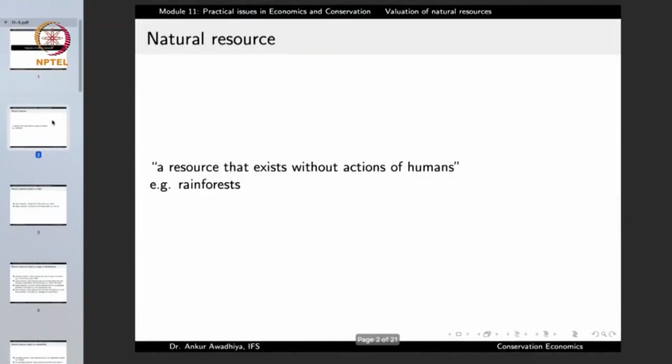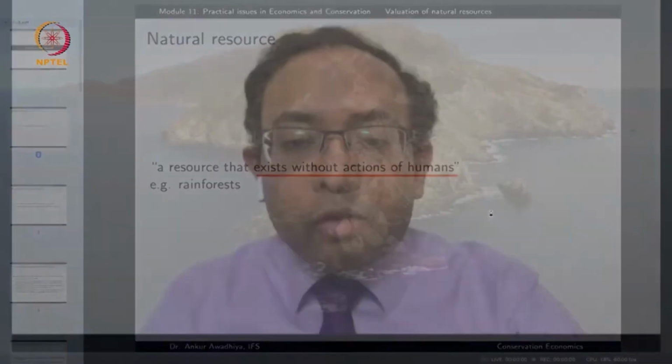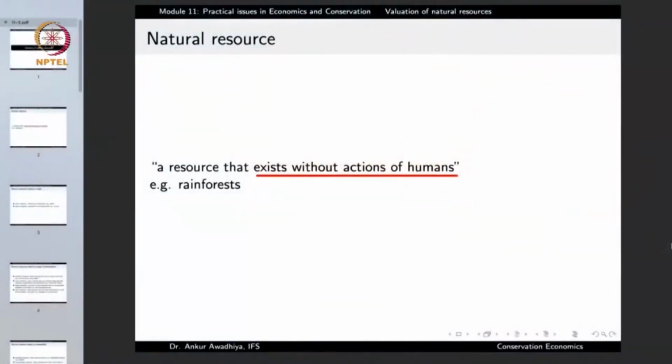Now, natural resources are defined as those resources that exist without the action of humans. What this means is that these resources are not man made resources, they exist naturally without the need for human beings, such as the rainforest. Now, these resources can be threatened by human beings through overexploitation or through things such as pollution. But for them to be maintained in a pristine state, no action from the human beings is needed. So, these are the natural resources that exist without the action of humans.